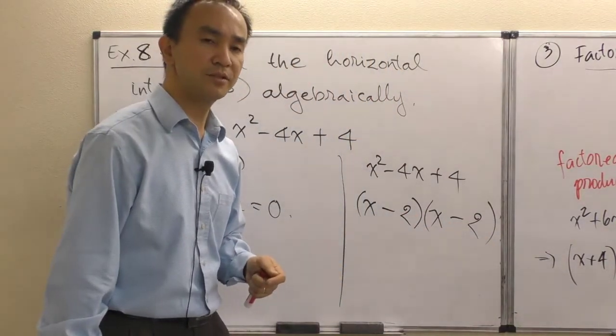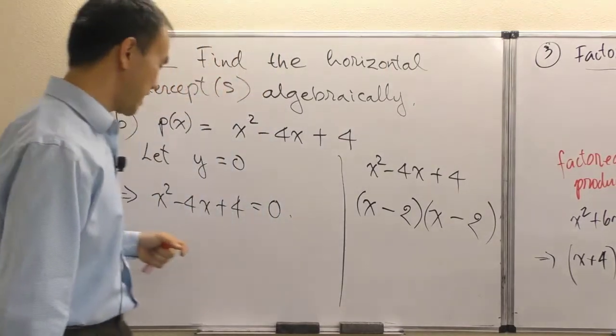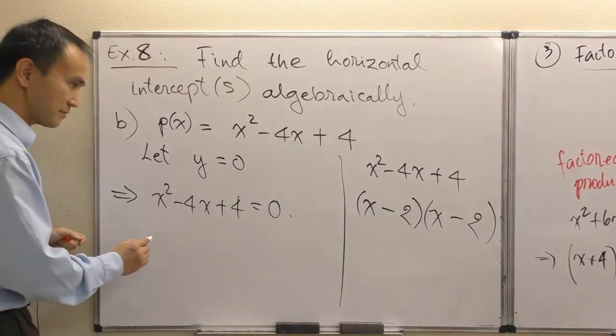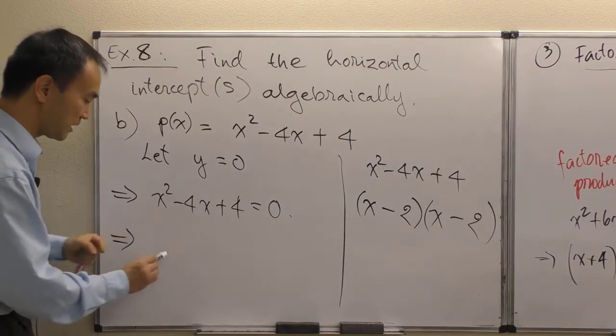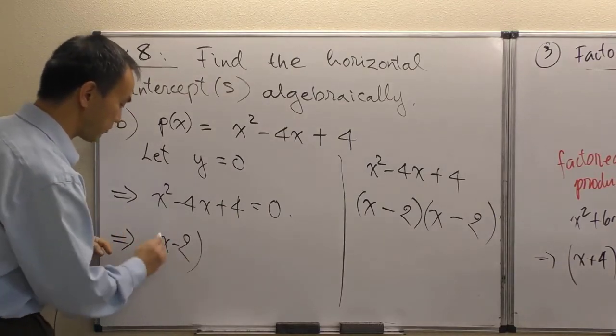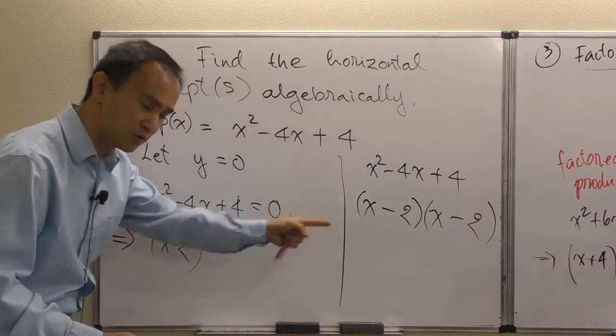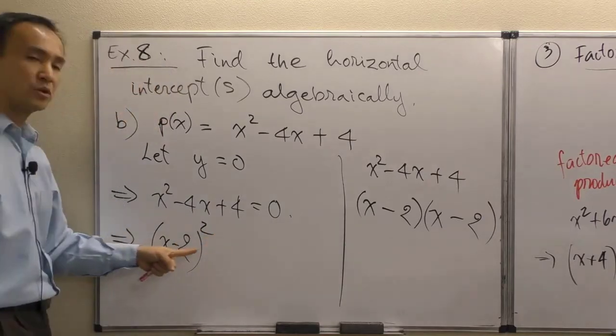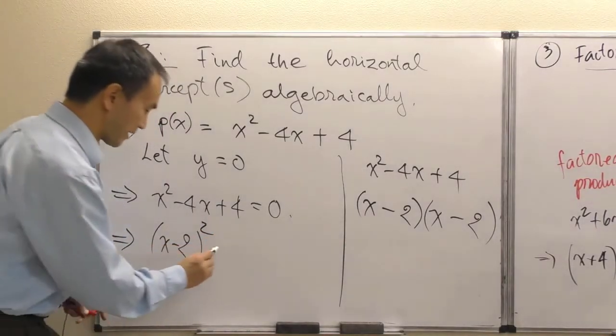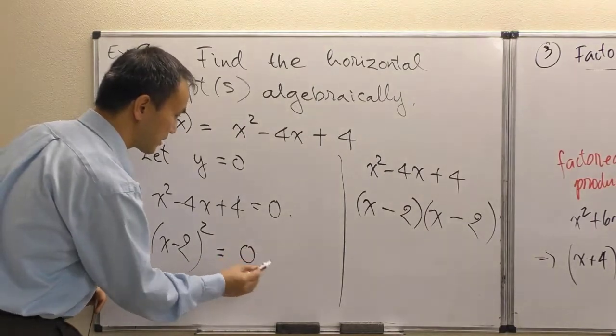All right, -2 and -2. And so in this case, that means the equation now becomes x minus 2, but instead of writing x minus 2 times x minus 2 equals 0, which is right, we write x minus 2 all squared equals 0.